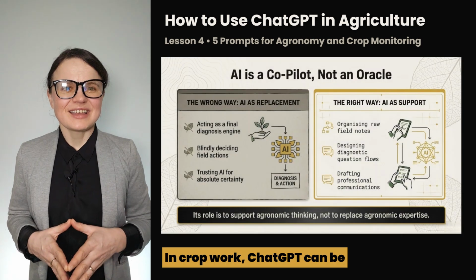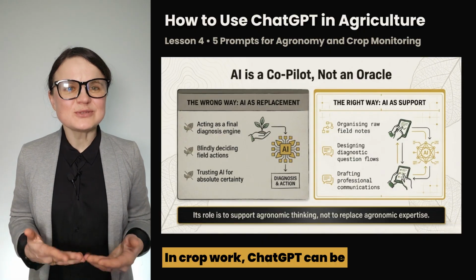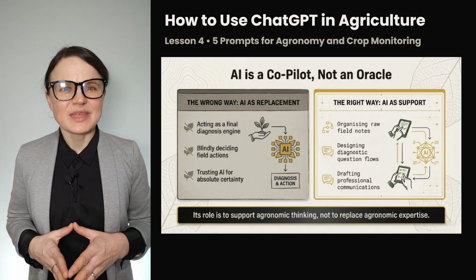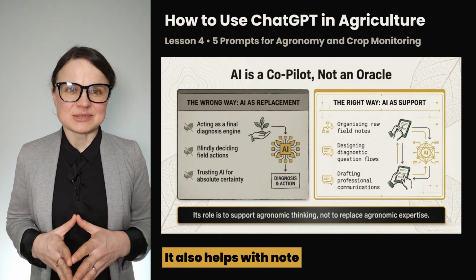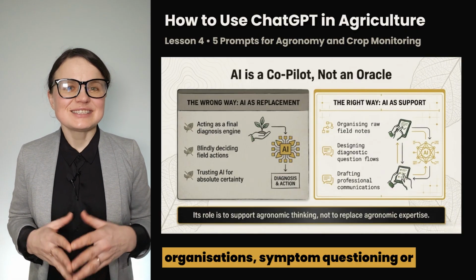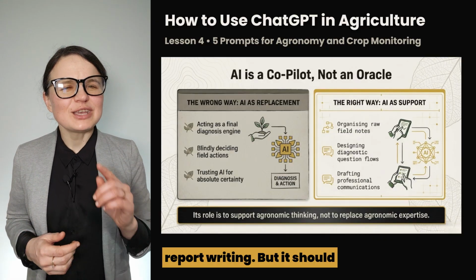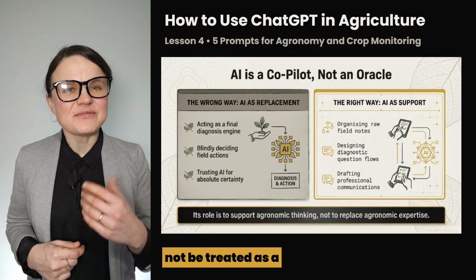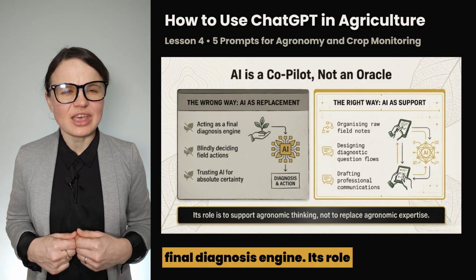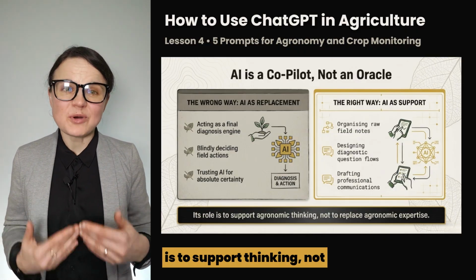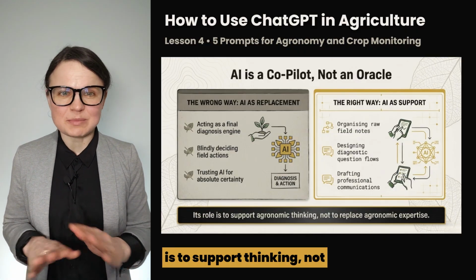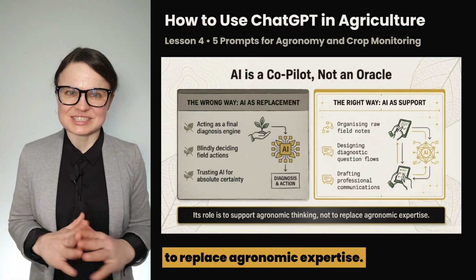In crop work, ChatGPT can be useful for checklists. It also helps with note organization, symptom questioning, or report writing. But it should not be treated as a final diagnosis engine. Its role is to support thinking, not to replace agronomic expertise.